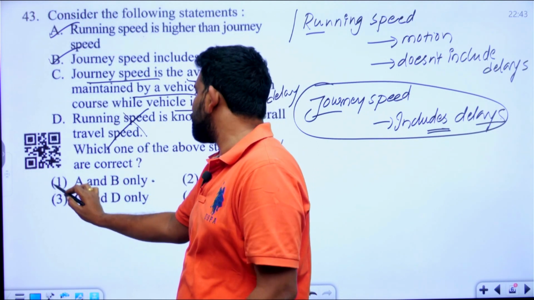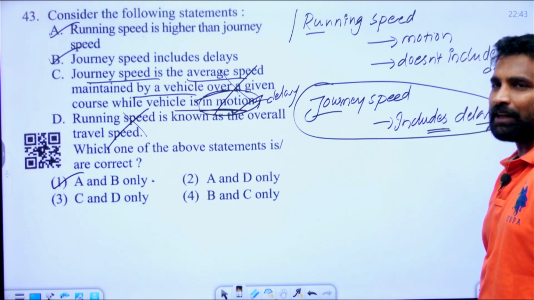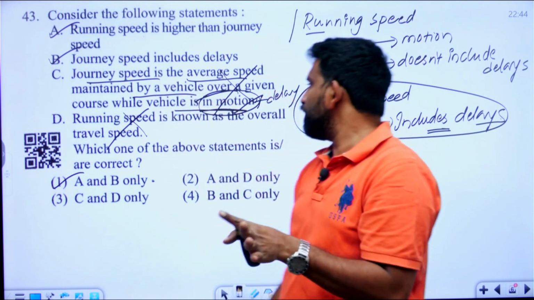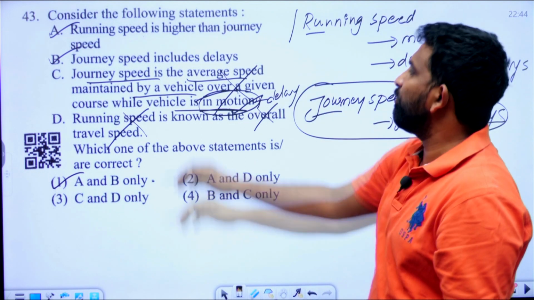So the only statements that are correct here are A and B. Running speed, obviously, will have no delay at all. So when there is no delay, there is no need to take this word called overall. So the correct option will be in between A and B.